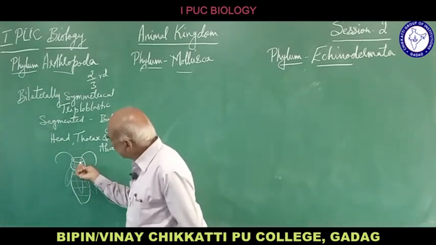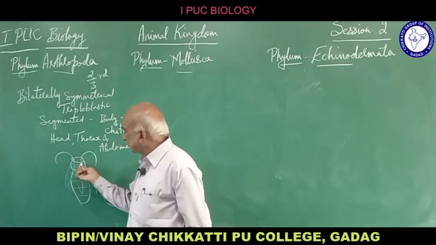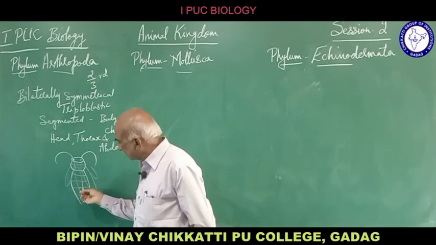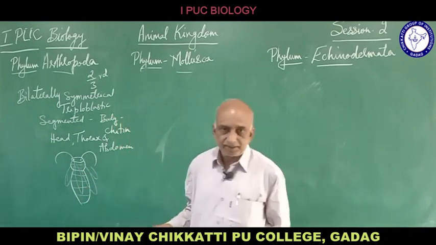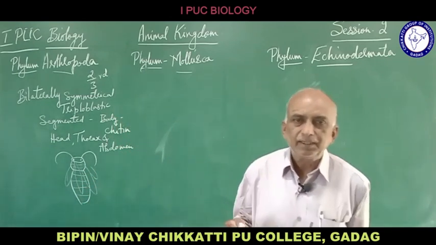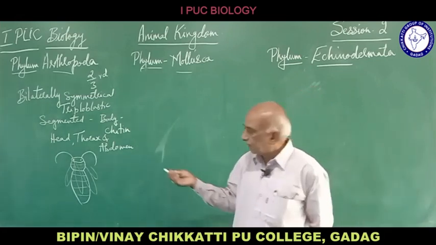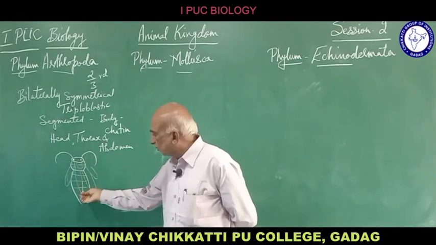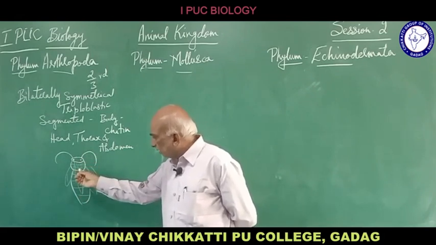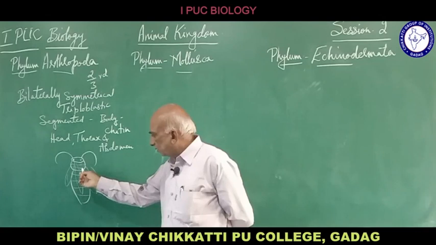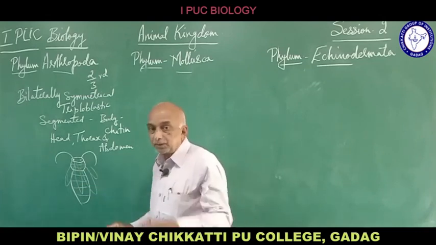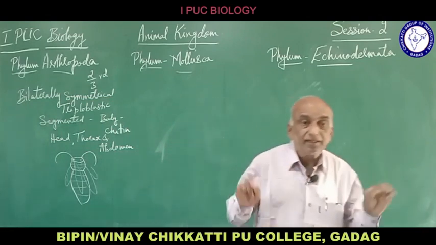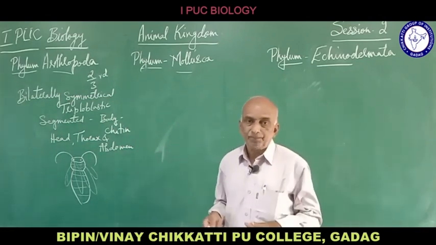And this thorax is the next part which is having three segments. This is the abdomen which is also having segments. There are about 10 segments in this, but however the number of segments changes in the insects, but I am taking cockroach as an example here. So head, thorax and abdomen. On the lower part of the thorax there are jointed legs for locomotion.